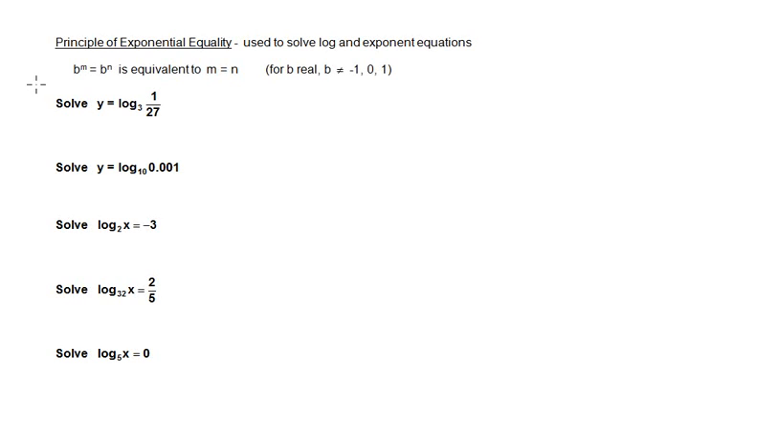The principle of exponential equality is a very useful tool in solving certain kinds of equations involving logarithms. We can see this principle here: b to the m equals b to the n is equivalent to m equals n for certain values of b that are not special, such as b equal to -1, 0, or 1. Essentially, this says that if you have two exponential expressions with the same base, in this case b, then we can set the exponents equal to each other, and here we've got m equals n.